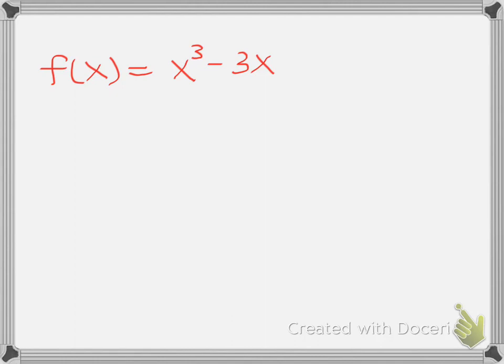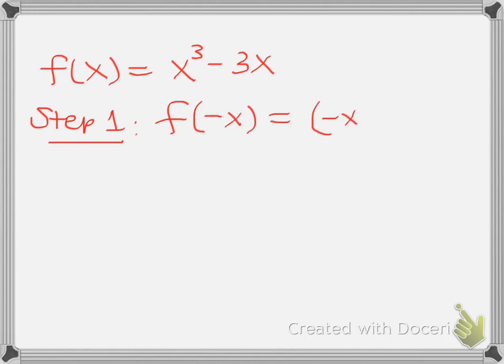So to determine whether a function is even, odd, or neither, plug in negative x into your function, and if you get back the original function, it is even. If you get back the negative of the original function, it is odd, and then it's neither if you don't get either choice back. So let's look and see what's going to happen here. So step 1 then, and we're almost done with this video, is to plug in negative x. And so that's negative x cubed minus 3 times negative x. And that's going to be negative x cubed, once you simplify, plus 3x.